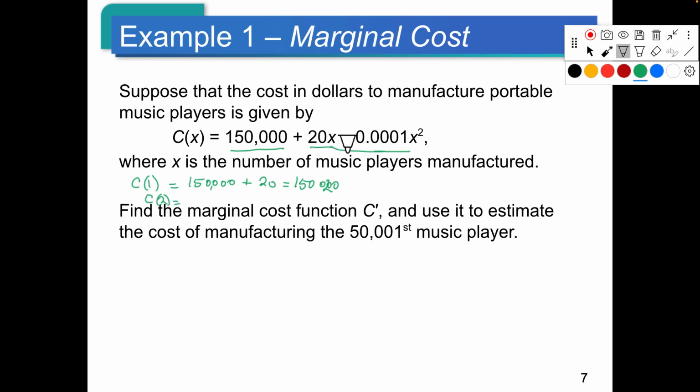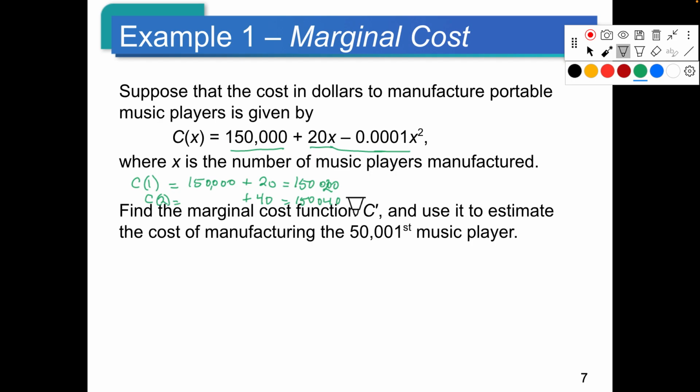Cost to produce 2. Again, if you plug in 2 for all the x's, you'll still see this 150,000, but it's going to be plus 40, since 2 times 20 is 40. And this again is so small we don't really care about it. It's going to be close to $150,040. So we can see that at the low end, the marginal cost is about $20. It costs us 20 to produce them. That's probably the materials and labor.